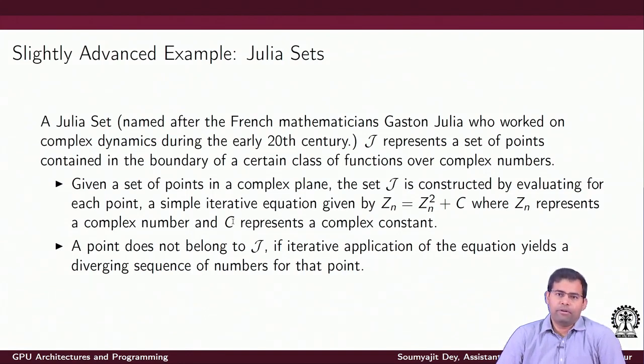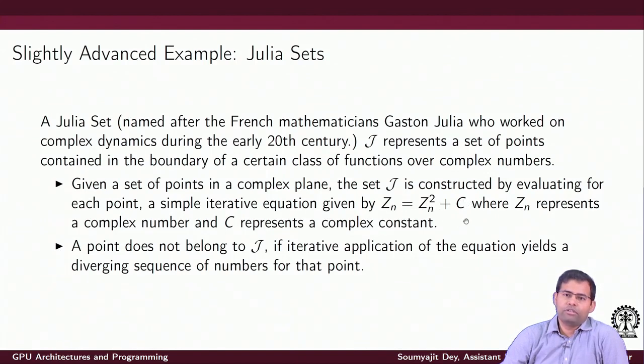So, essentially what will happen is, for certain specific points on the complex plane, if I continuously iterate over that equation, I will get a sequence that is diverging. Then I will say that that point does not belong to J, and otherwise if I get a sequence which is not diverging, I will say that yes, this point is part of the Julia set. Now, of course, you can understand that this computation is very much a function of my choice of this complex constant. For different choices of complex constants, I would be getting different Julia sets.